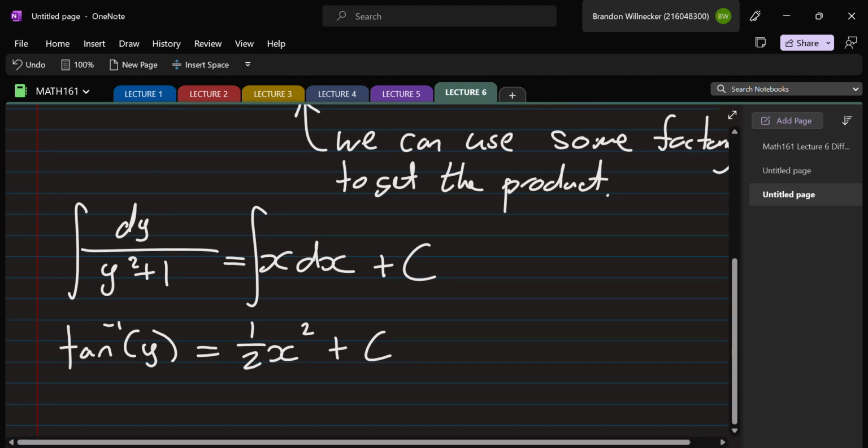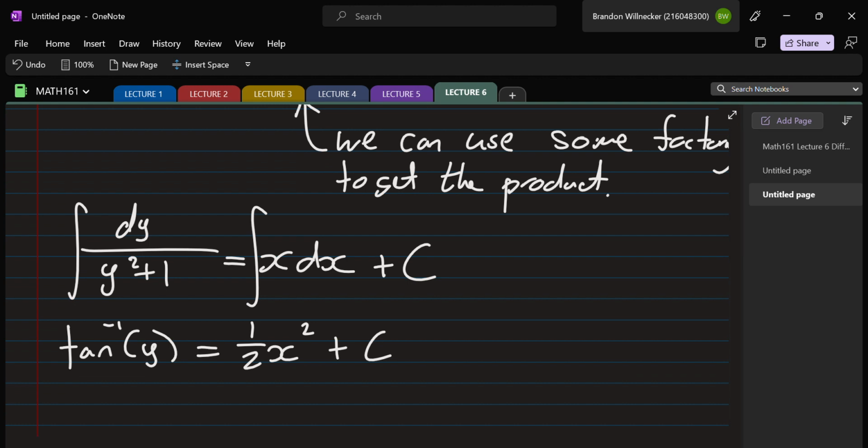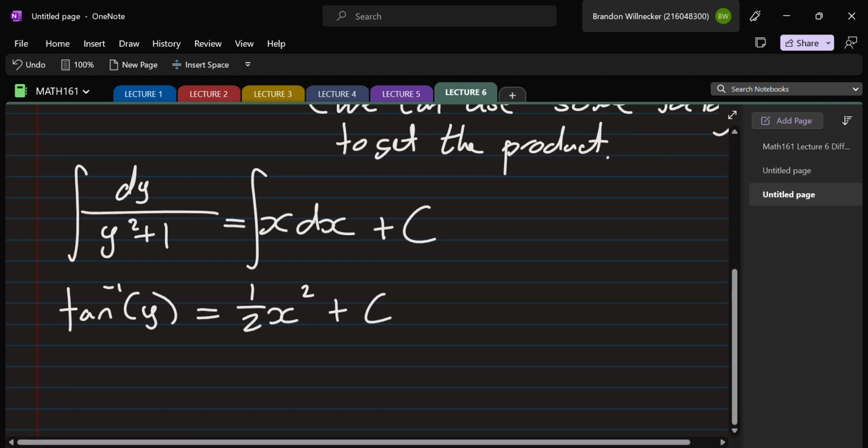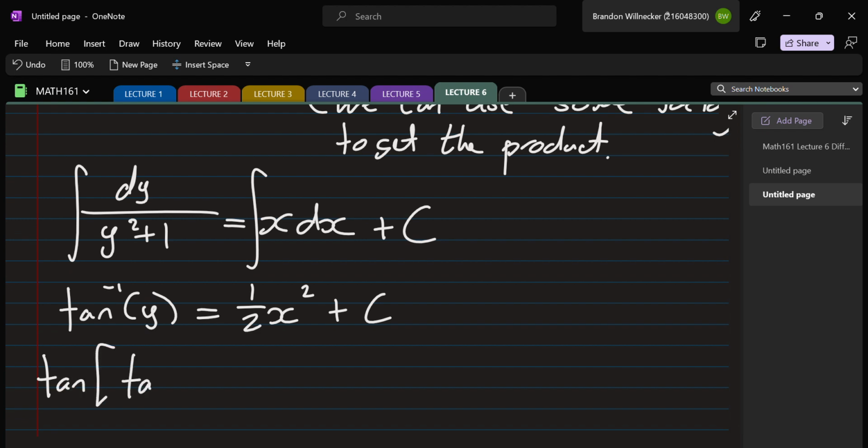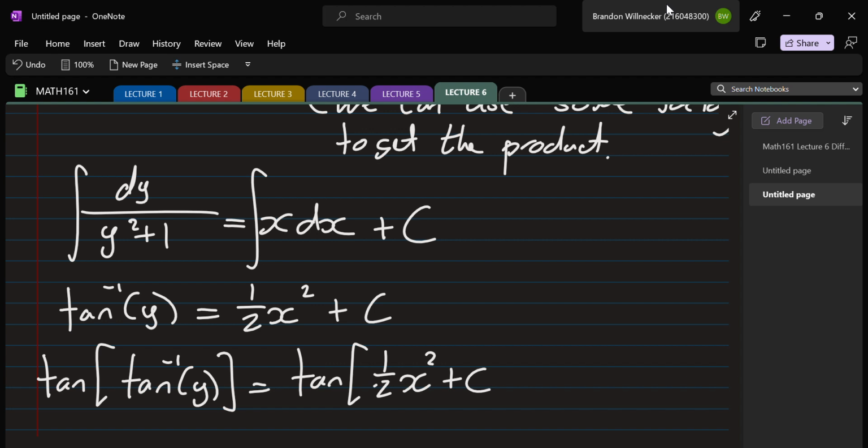Now, remember what I said previously, sometimes it's going to be difficult to find the inverse, so we can't solve for y. In this case, we can. It's very easy to do. We can just take the tangent on both sides. So we can have the tangent of arctan of y is equal to the tangent of 1/2 x squared plus c.